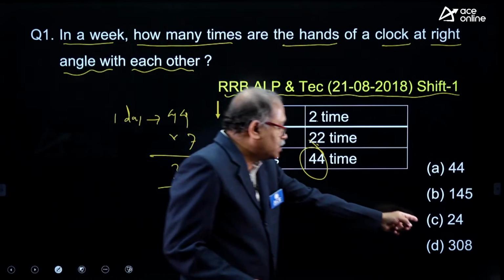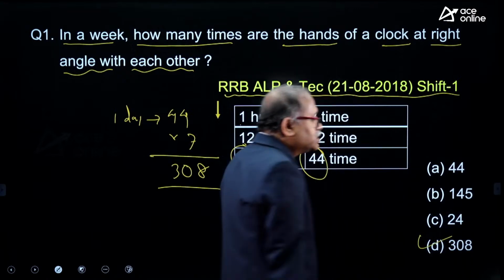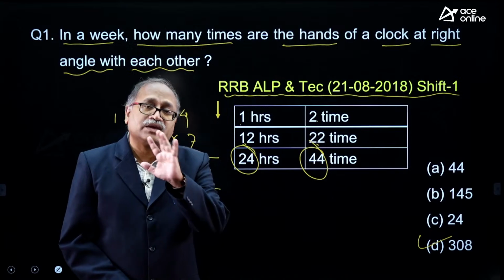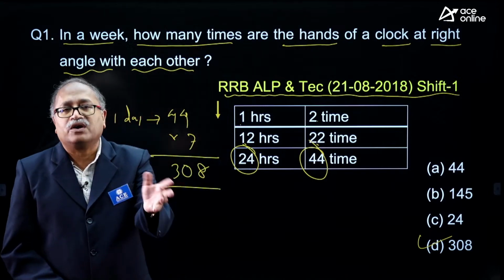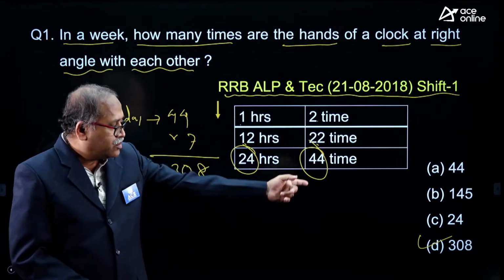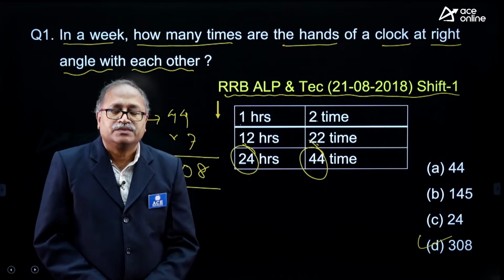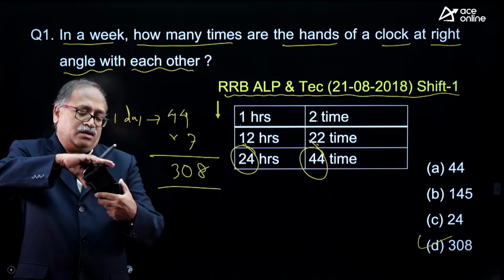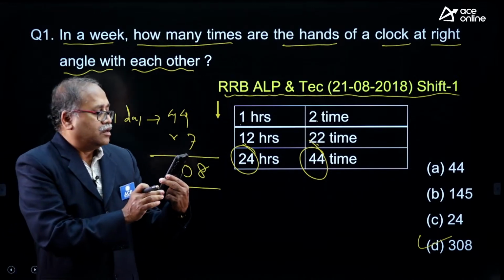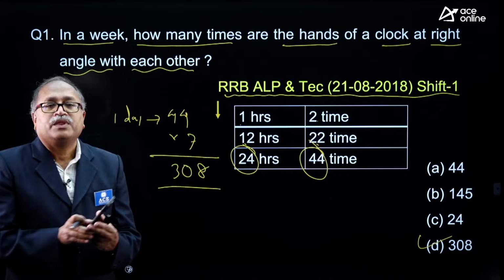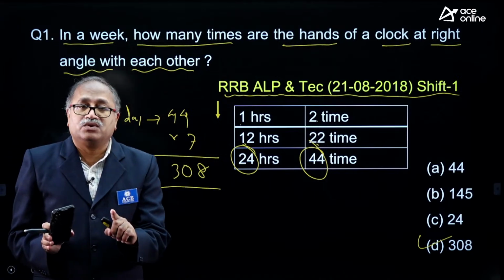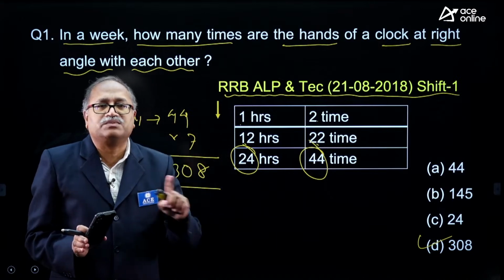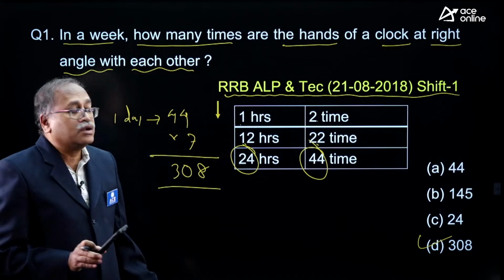Right, my dear friends? So I will say the answer to this question was D. Within 4 to 5 seconds after reading the question, simply 44 into 7 is your answer. You can fix the answer. Okay, yes, it is going to be very, very useful. All the models required for RRB JE or other exams are covered here. So please don't leave the board.